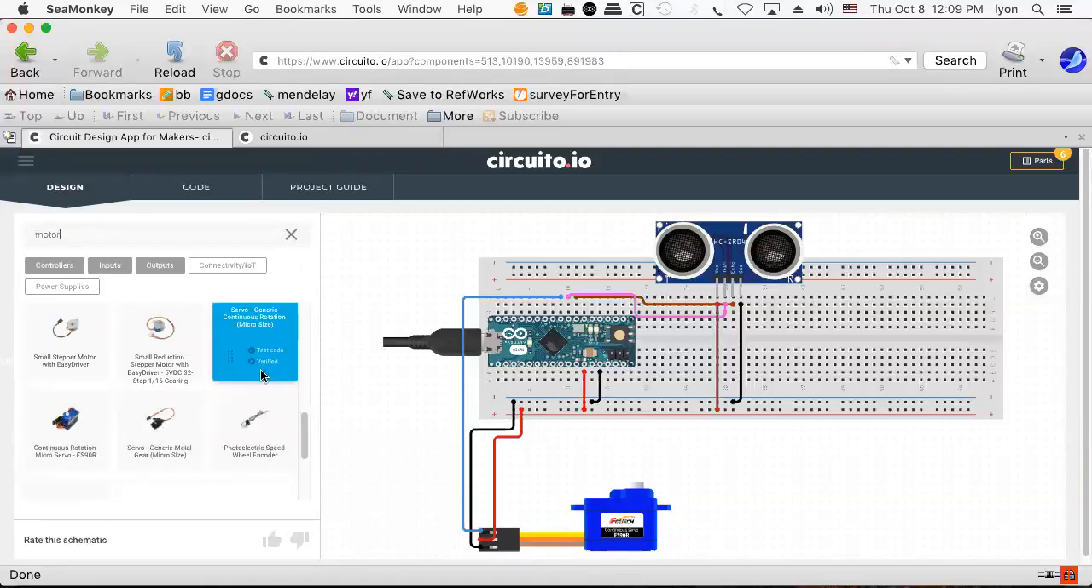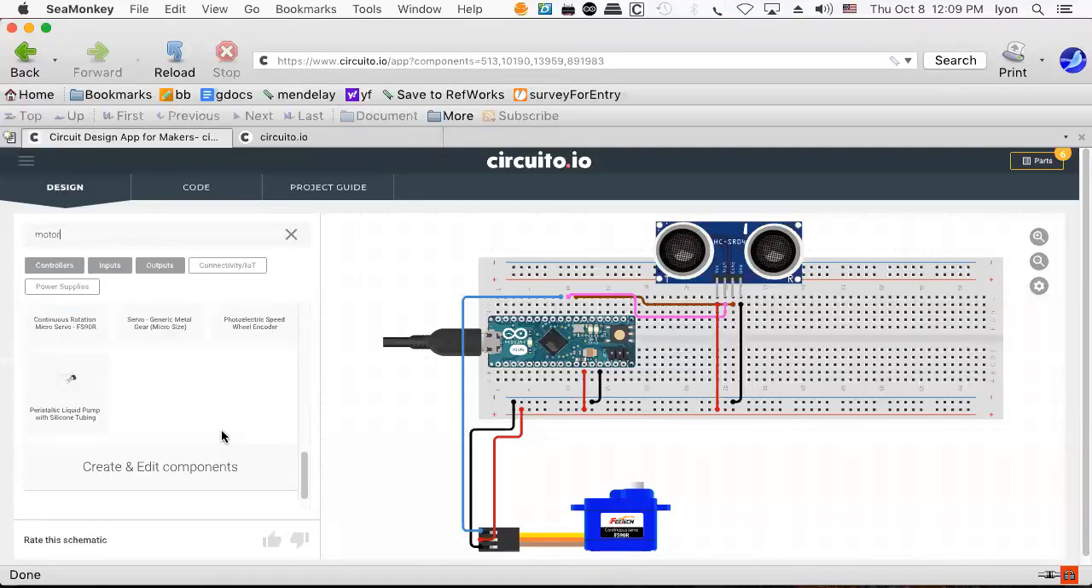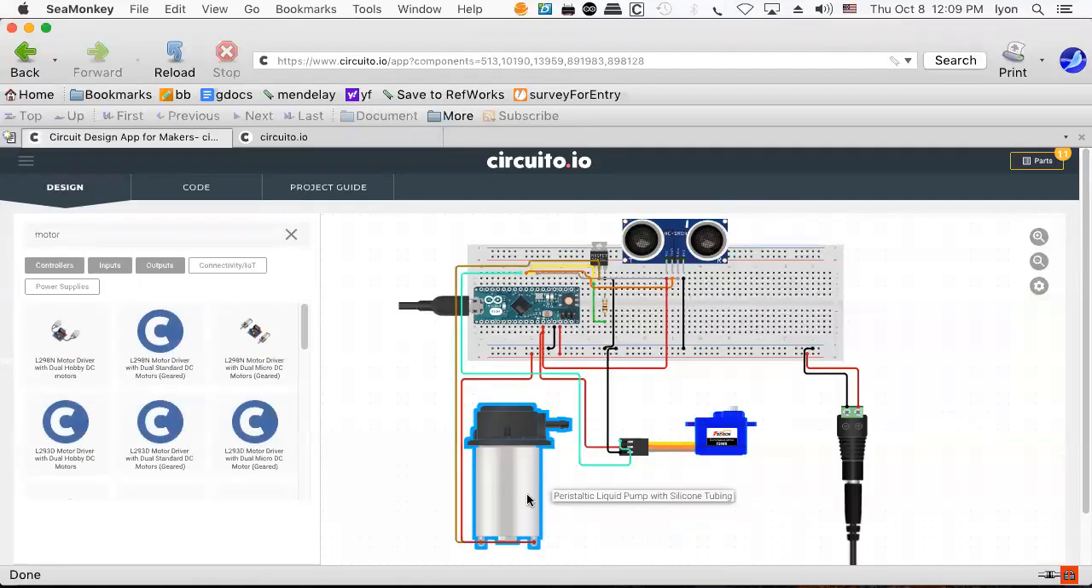And there's stepper motors, there's servo motors. Here's a peristaltic liquid pump motor. I guess I could throw that in there. So now I've got a little motor and it throws out liquid.